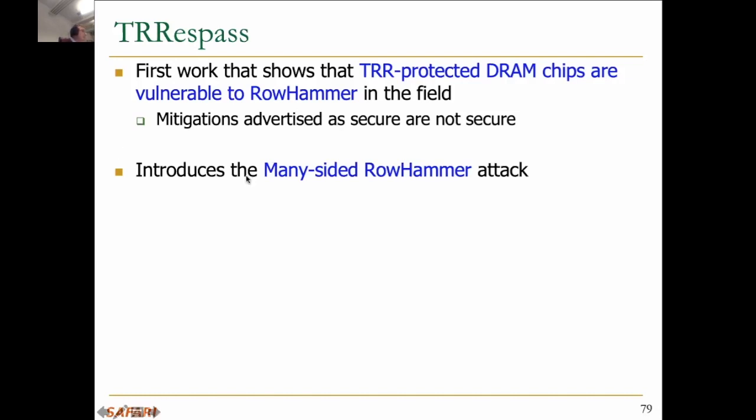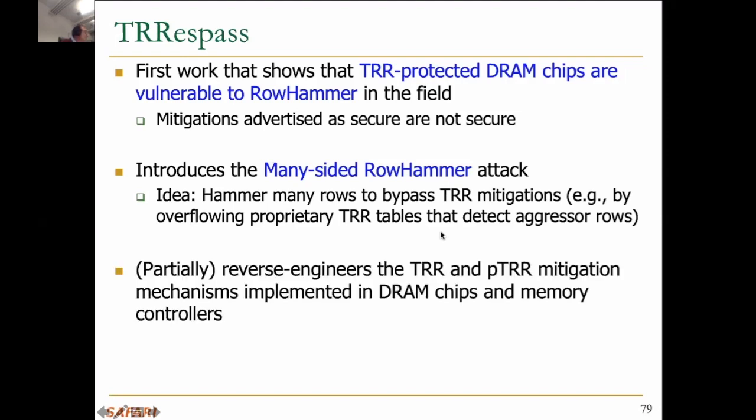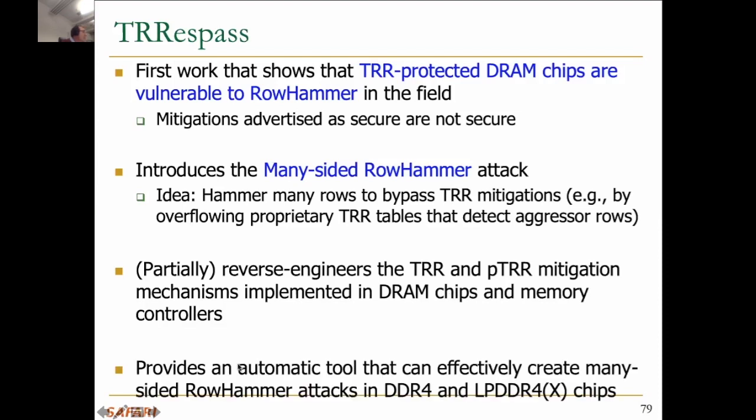What we did in this work was we introduced a many-sided RowHammer attack such that we could bypass these mechanisms. Basically, we hammered many rows to bypass these mitigations by overflowing proprietary TRR tables that detect aggressor rows. And you could do that in many chips. We partially reverse engineered the mitigation mechanisms implemented in DRAM chips and memory controllers. And we also provide an automatic tool that can effectively create many-sided RowHammer attacks in DDR4 and LPDDR4 chips.